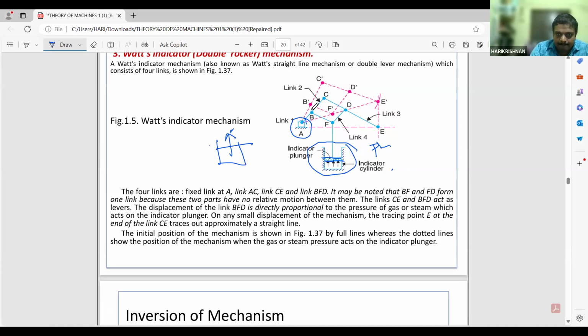Here you have to see that B, F, and FD are on one link because these two parts have no relative motion. So they will not be having a relative motion. Okay, so what happens when there is a pressure from the cylinder? You may see this mechanism.